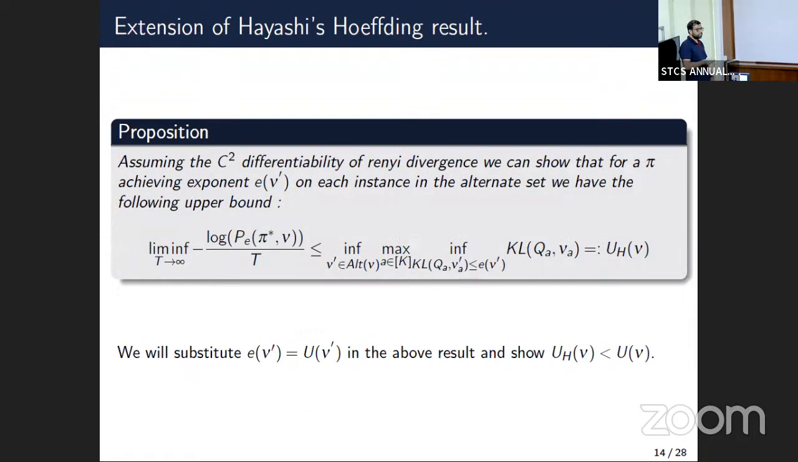Now you can verify that the Rényi divergence is zero differentiable and all those regularity conditions that you require. Now I will state a slightly generalized version of the Hoeffding-type opting result. It says that suppose you had an algorithm pi which is attaining an exponent of e to the power nu prime, where nu prime is in the alternate hypothesis of nu. Then necessarily the upper bound on the exponent is the following. As e nu prime is increasing, this upper bound is decreasing. So in particular, this quantity which I define as UH nu is strictly less than U nu, which is the original upper bound.